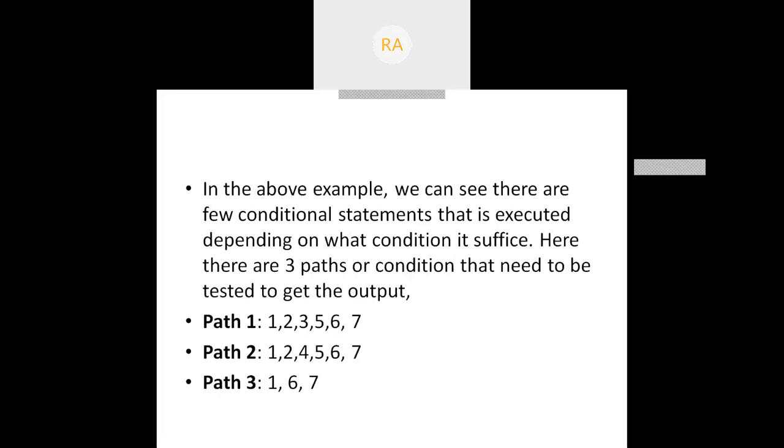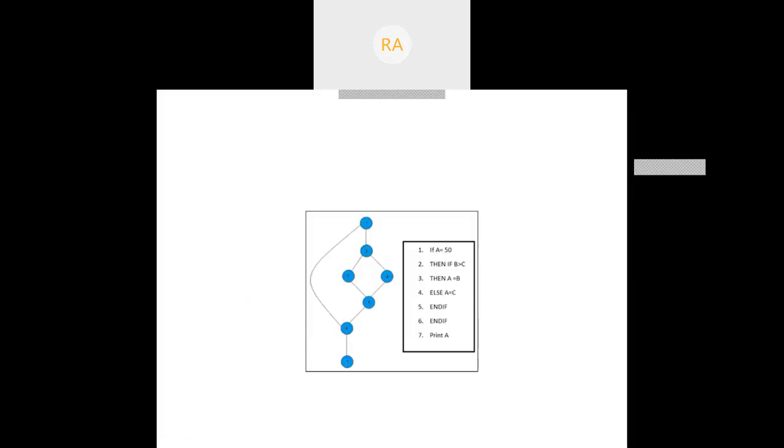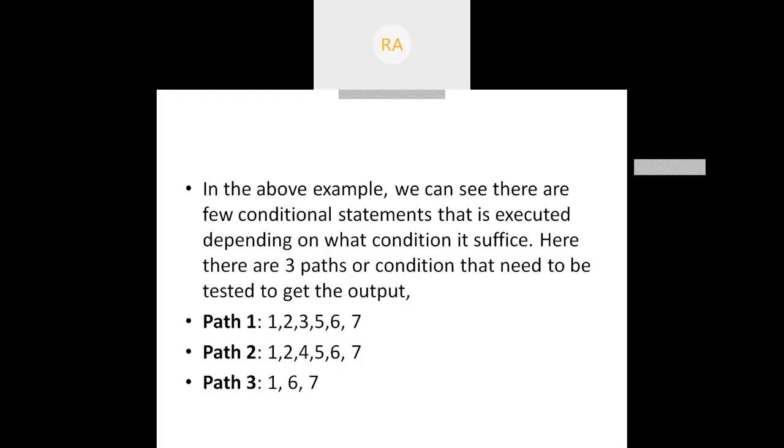There are certain conditional statements, that is if B is greater than C. Before that I have one conditional statement, if A is equal to 50. Then you are checking for another conditional statement. Accordingly they have drawn the CFG, and from the CFG they are getting to know about the number of independent paths available in the CFG.